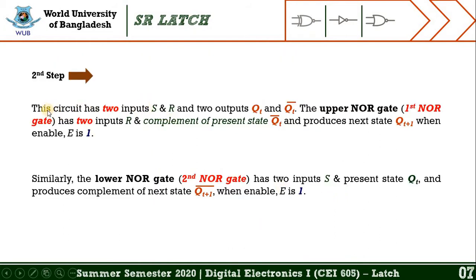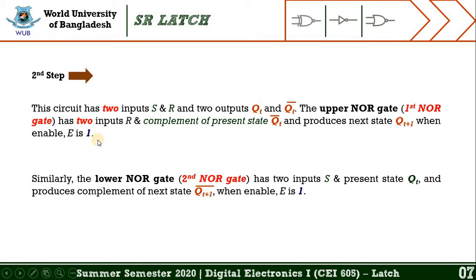Second step of designing the SR latch: this circuit has 2 inputs, which we have already seen from the previous slide, S and R, and 2 outputs, Q(t) and the complement of Q(t). The upper NOR gate, which is the first NOR gate, has 2 inputs, R and the complement of the present state Q(t), and produces the next state Q(t+1) when the enable E is activated.